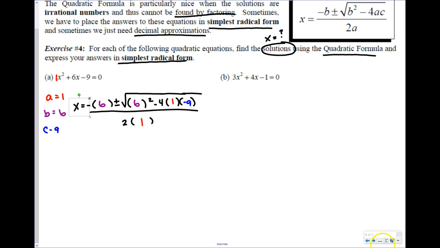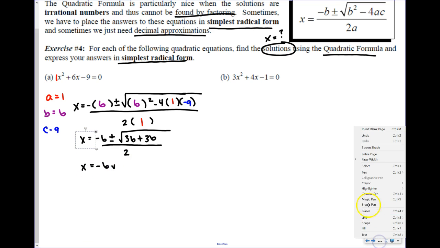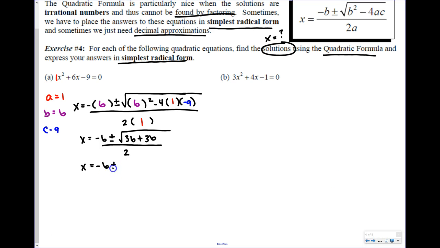Okay, and now I'm going to simplify. x equals negative 6 plus or minus the square root of 6 squared, which is 36, and negative 4 times 1 times negative 9 is a positive 36. So I get 36 plus 36, and then 2 times 1 is 2. Keep simplifying. I get negative 6 plus or minus the square root of 72, because 36 plus 36 is 72, divided by 2.